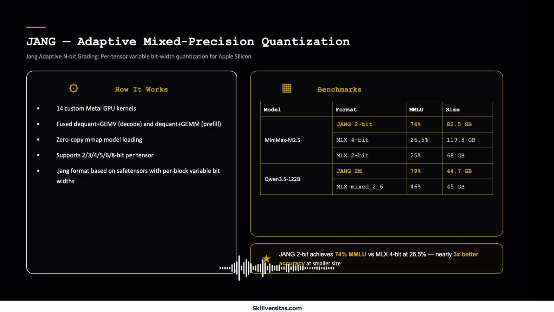Here's the crazy part. Look at the numbers. A model quantized to JANG 2-bit achieves 74% accuracy on the MMLU benchmark. The same model using standard MLX 4-bit, only 26.5%. That's nearly 3 times better accuracy at a smaller file size. JANG 2-bit takes up 82 gigabytes, while MLX 4-bit takes almost 120 gigs. So you get better quality, smaller footprint, and faster performance. That's a win-win-win.